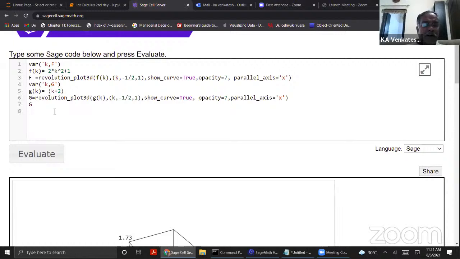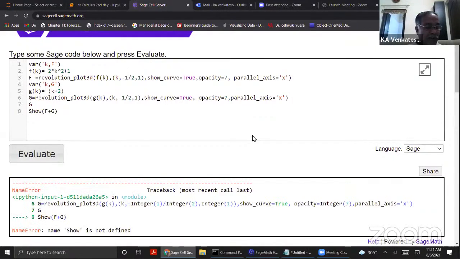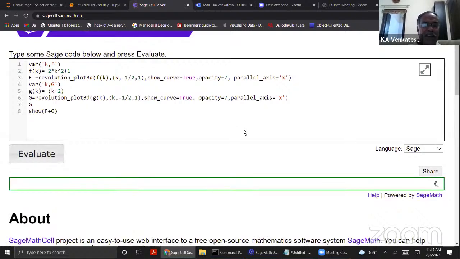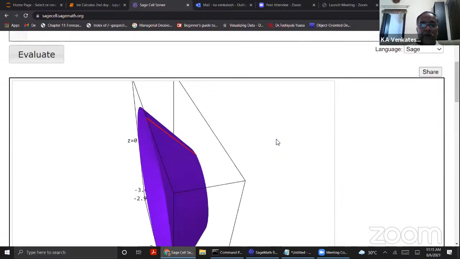Then I have to put it; there are two ways you can define show, G plus F, I can put that way. F plus G. Integer parallax to name show. Okay, I put cap. This is small s only, right? Yes. So now both are in the same picture.